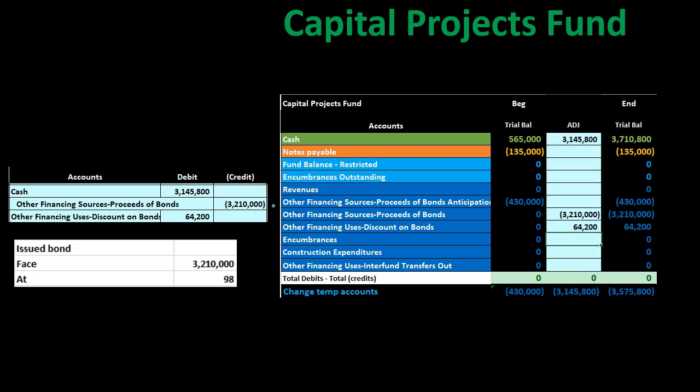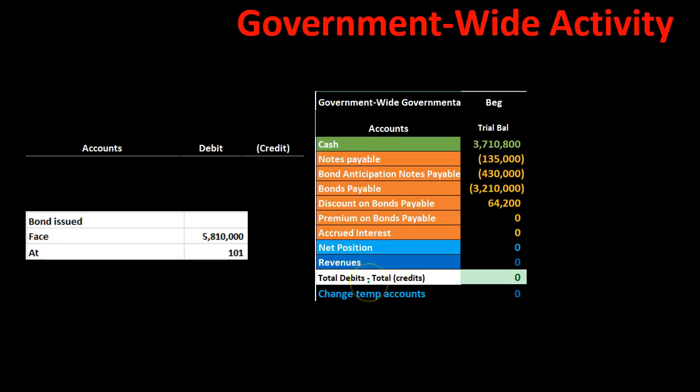If we post this out, then we've got the cash increasing. So here's the cash. We're going to debit that. It's going to increase. We've got the other financing sources going up in the credit direction. And then we've got the other financing uses, and those two things are going to net themselves out, similar to the way we would think of income and expenses netting out in net income in a for-profit organization.